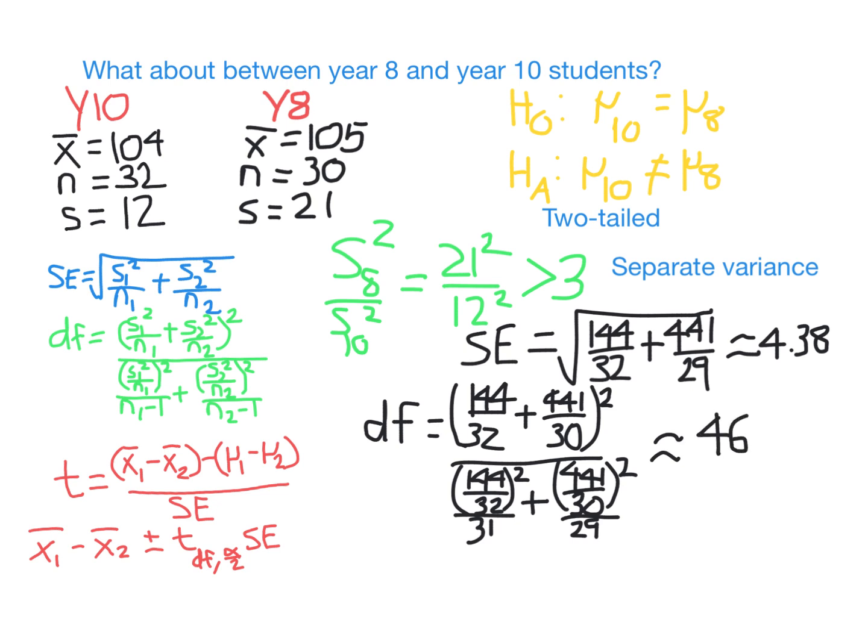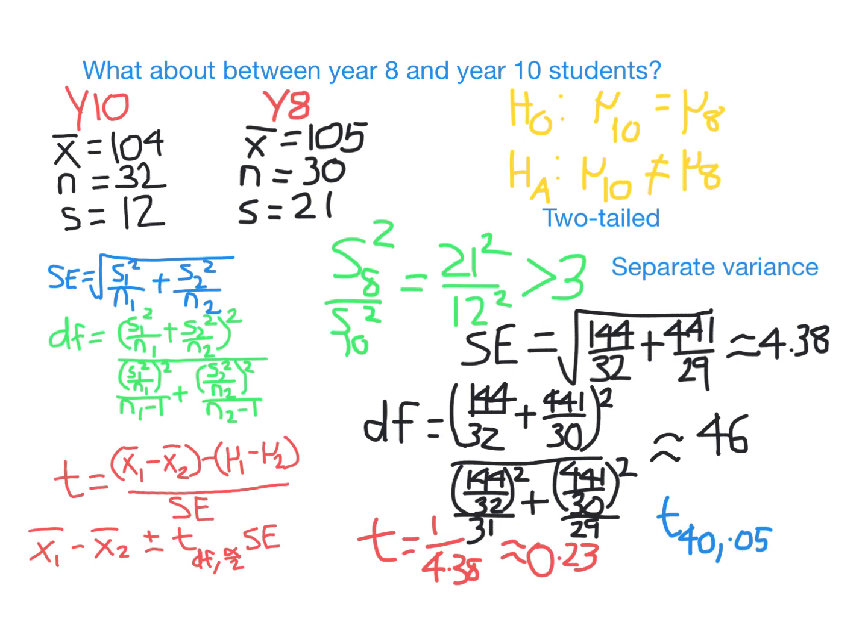So here our test statistic is just the difference in sample means. That was 1. Doesn't matter which way around you write these. So it's just 1 over 4.38. So that gives us about 0.23. So we're going to compare this with a t-table. Again, it's going to be two-tailed. So again, if our table doesn't have 46 degrees of freedom, we round down to the nearest number that is on the table. So that's 40.